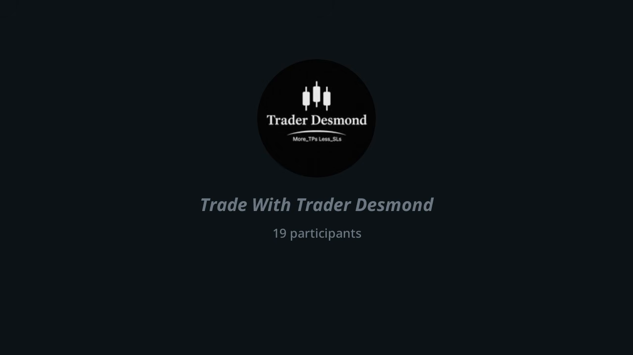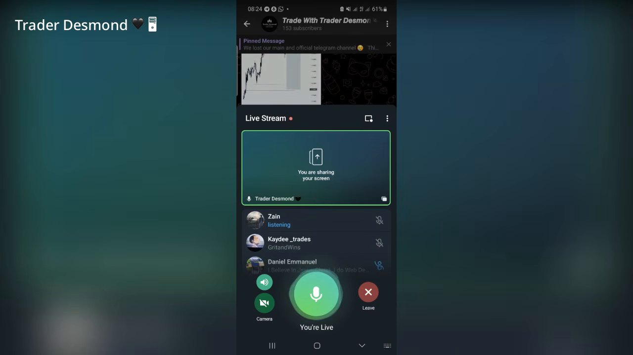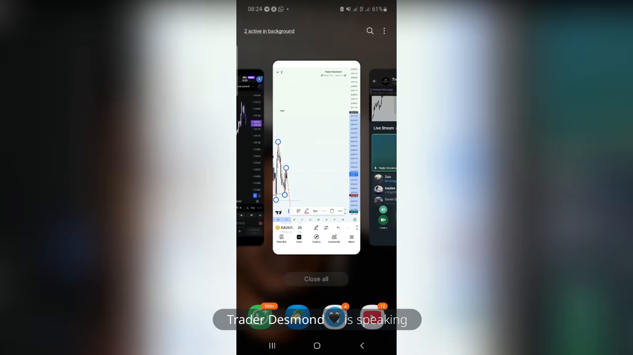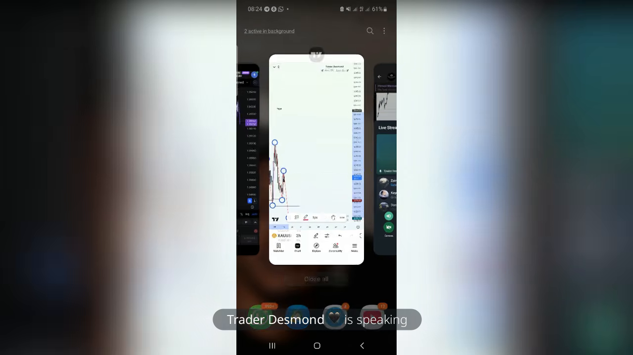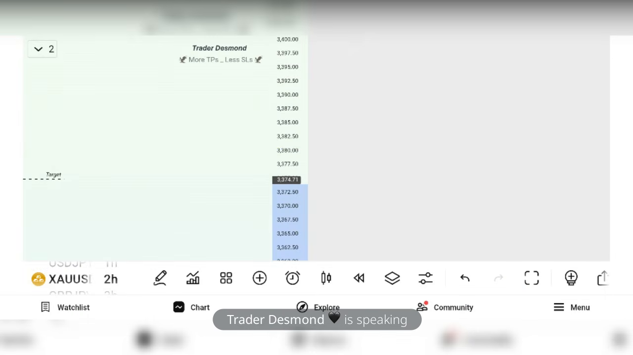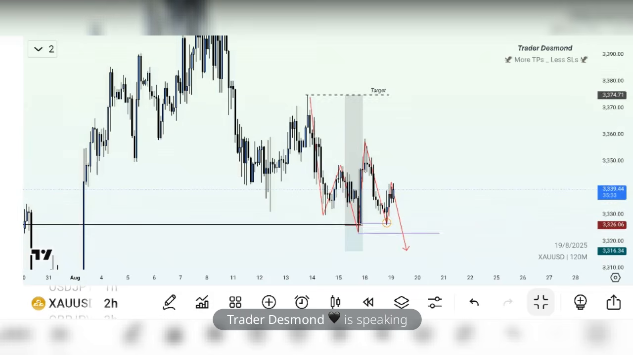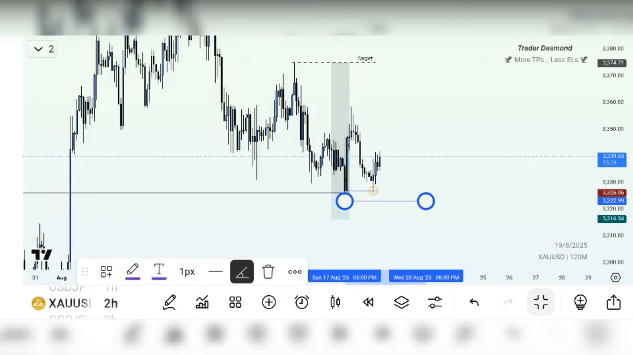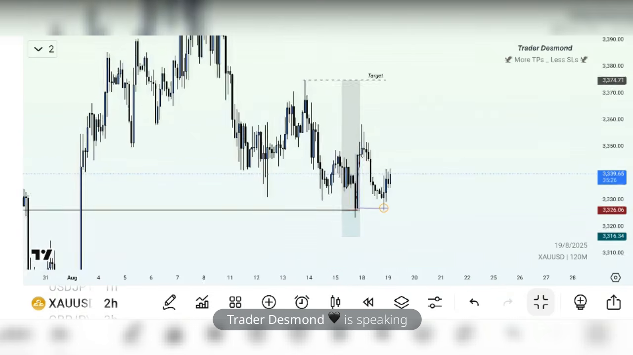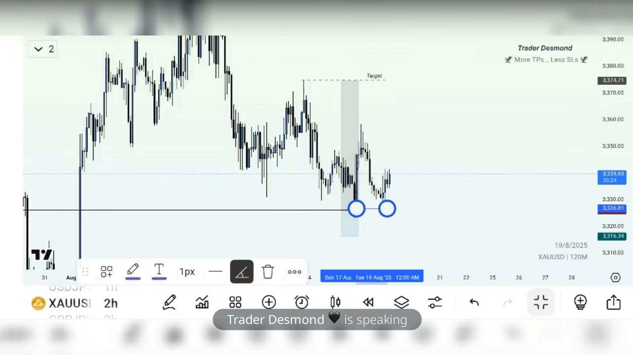Okay. You guys should be able to see my screen now. Yes. Okay, so let's proceed. I will repeat what I said before, since you guys were not able to see my screen. I didn't know that you guys were not seeing my screen. So I said, when gold was around here, this low here.